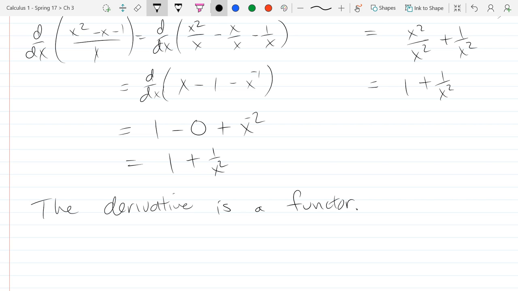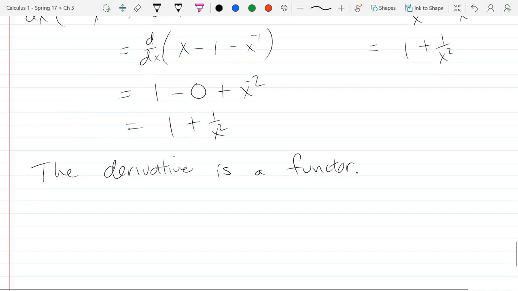So what does a functor do? It should be something like a function. So what a functor does, its input is functions, and it outputs other functions. So it's sort of like a function. Technically, it is a function. It just doesn't eat numbers. Well, it can eat numbers. It'll always give you zero for every number that it eats. But it eats way more than numbers.